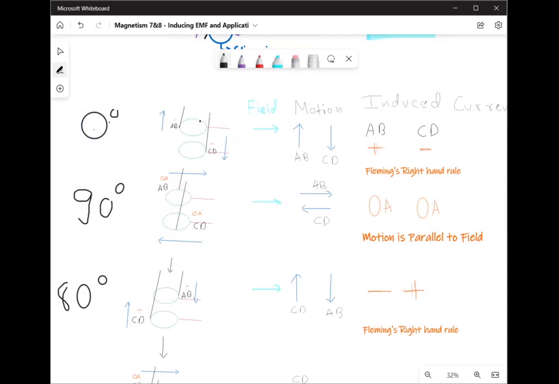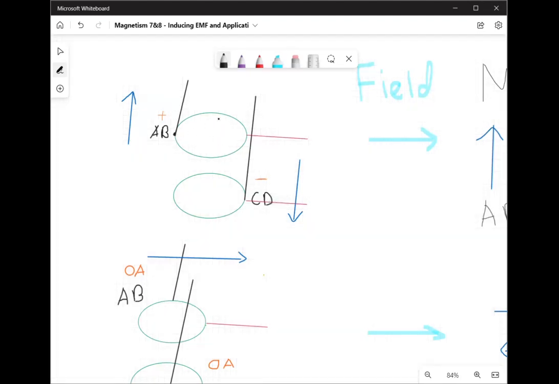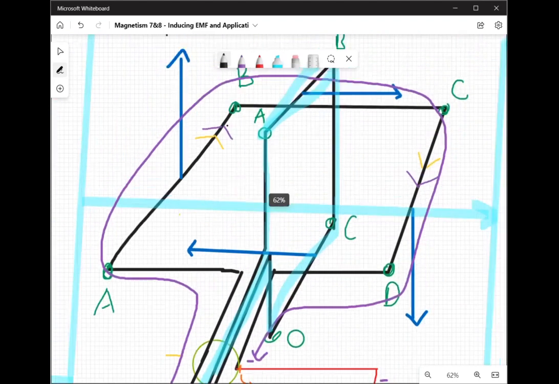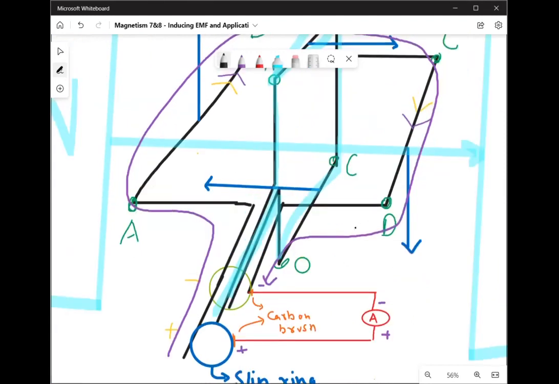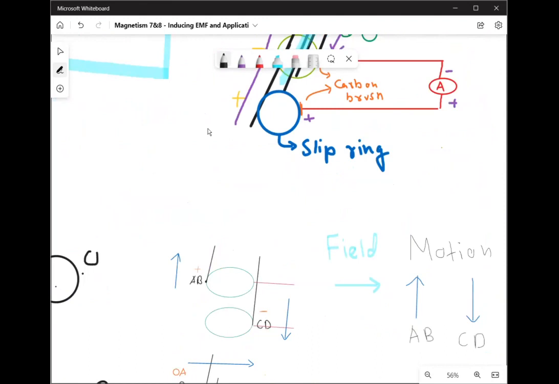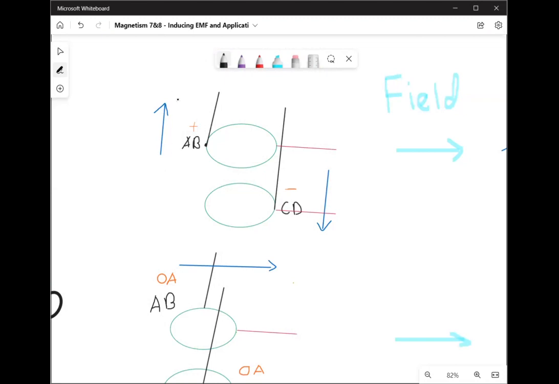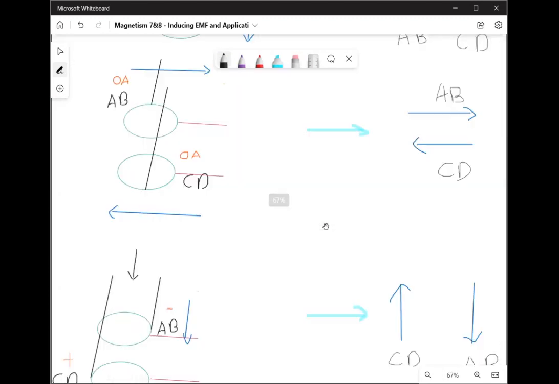Ayan, if you look at this, you have 0 degrees. This is actually pretty important. Right now, the AB section is connected to the first slip ring, the top one, and CD is connected to the lower one. The AB section of the coil is connected to the blue ring, and the CD section is connected to the green ring. Is that clear? Fine. Now, in the first section, the AB section of the wire was moving upwards, and the CD section was moving downwards. The field was to the right.